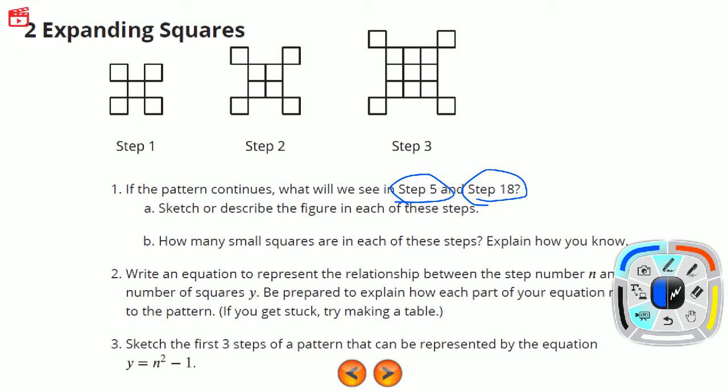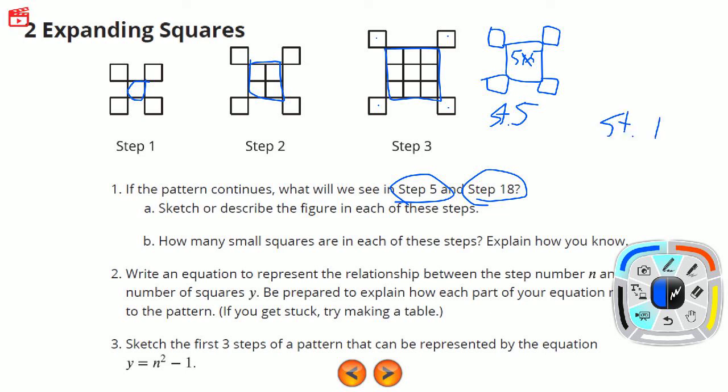Welcome back. So in step 5, I noticed that step 1 has 1 square in the middle. Step 2 is a 2 by 2 square. Step 3 is a 3 by 3 square, and then all of them have 4 squares added at the corner. So step 5 would be a 5 by 5 square in the center, and then 4 squares added.